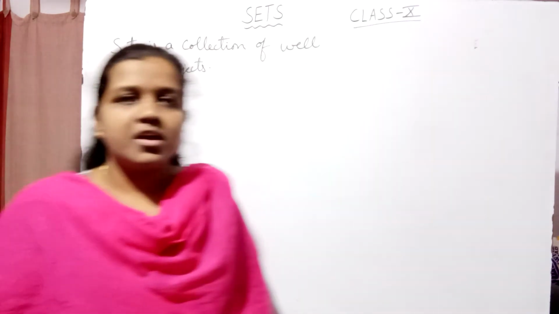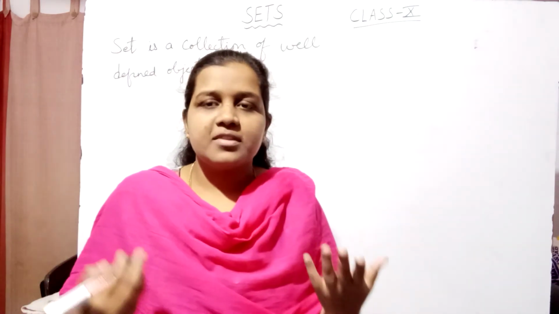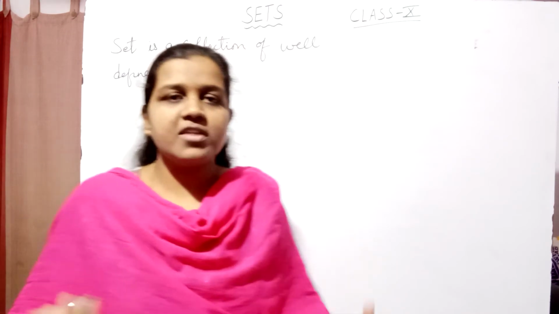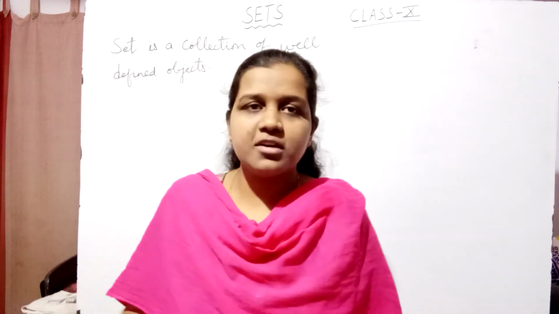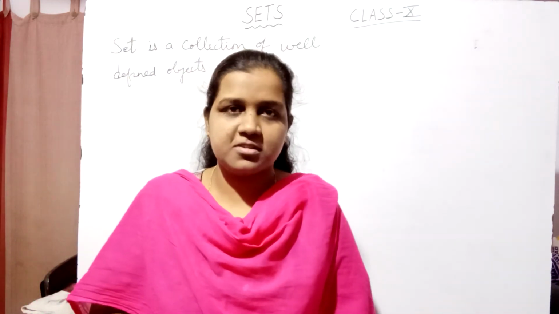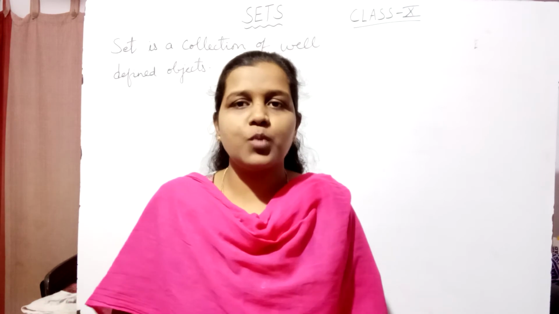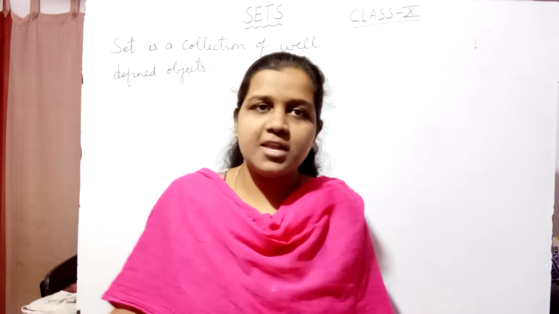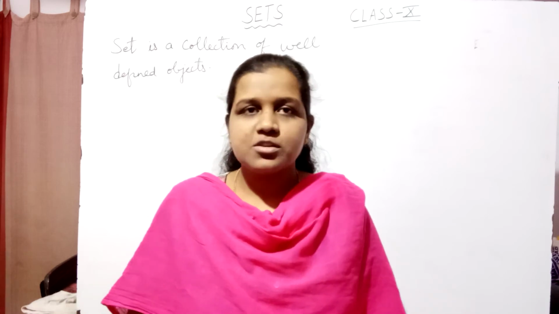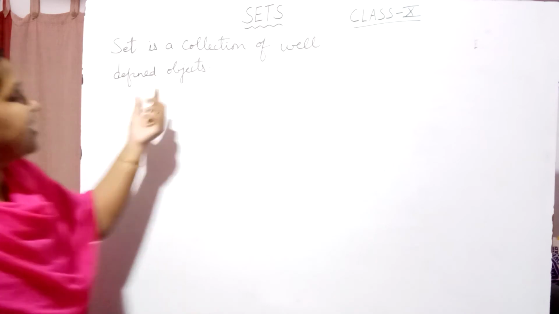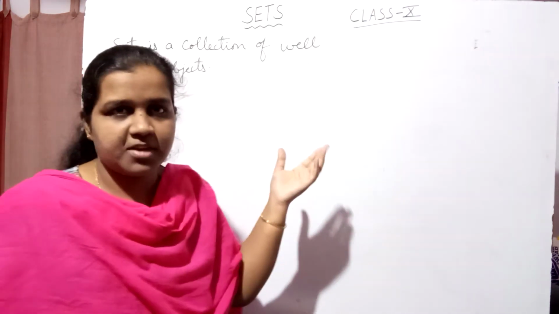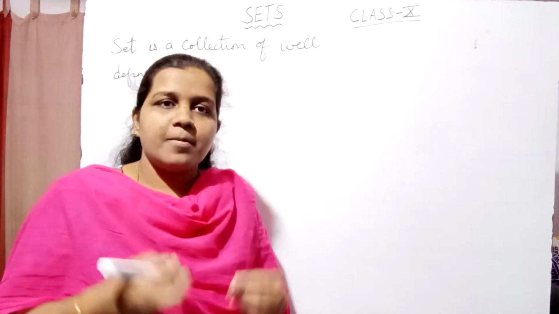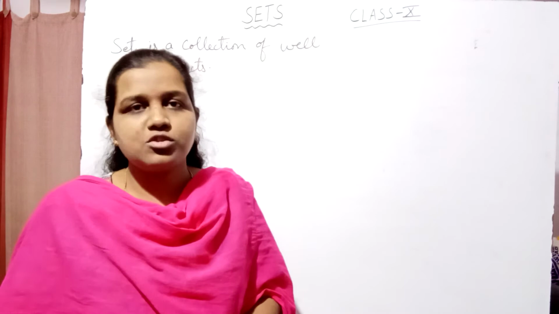For example, if I ask you the collection of good books in a library, then the answer is not the same for all the students or for all the persons. So it will differ. So it is not well defined. If I ask the set of vowels, if I ask any person, the answer is the same. So we say that a set is a collection of well-defined objects. Well-defined means we should be able to say whether that object is present in the set or not.